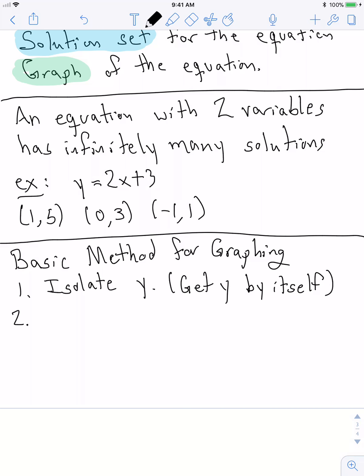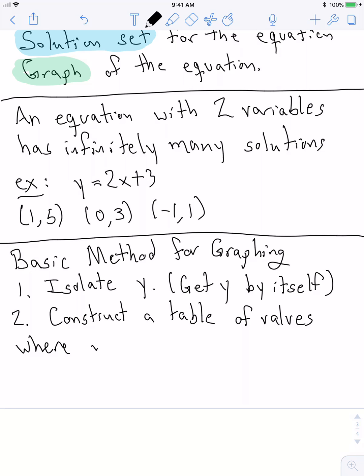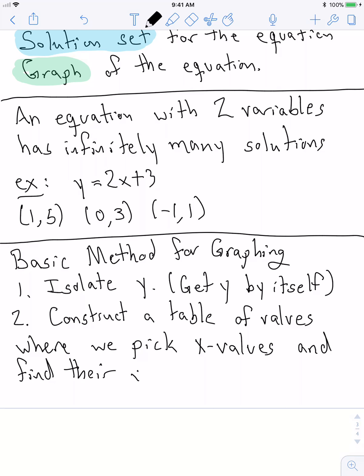Once y is by itself, the second step is to construct a table of values where we pick x values and find their y values that make the equation hold.